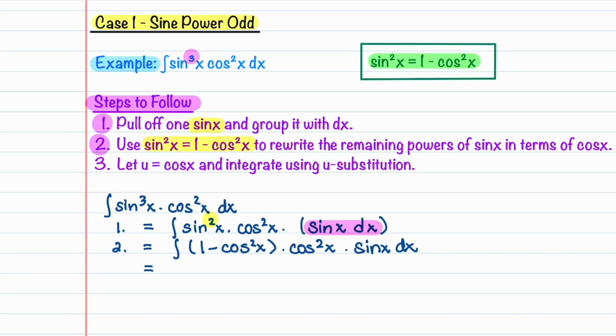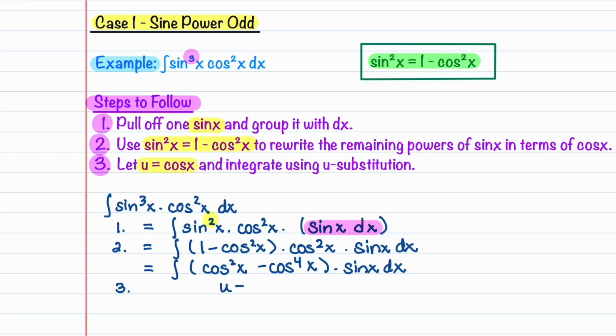Let's go ahead and multiply this through. This gives us cosine squared x minus cosine to the 4th x, all times sine x dx. Let's look back up to our steps and look at our third step. In this step, we are going to let u equal cosine x, and we'll integrate using u-substitution.